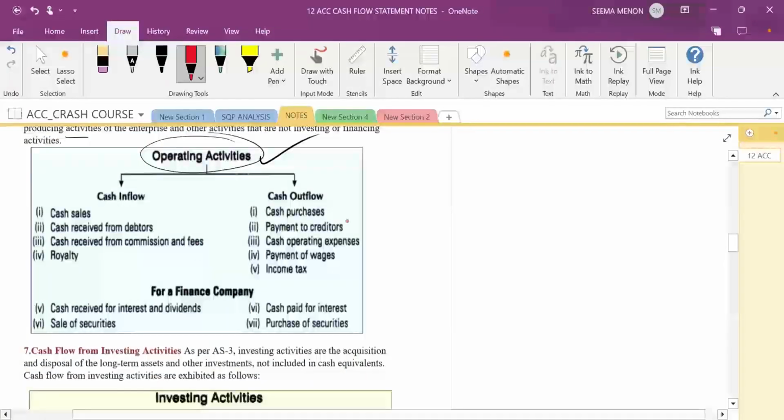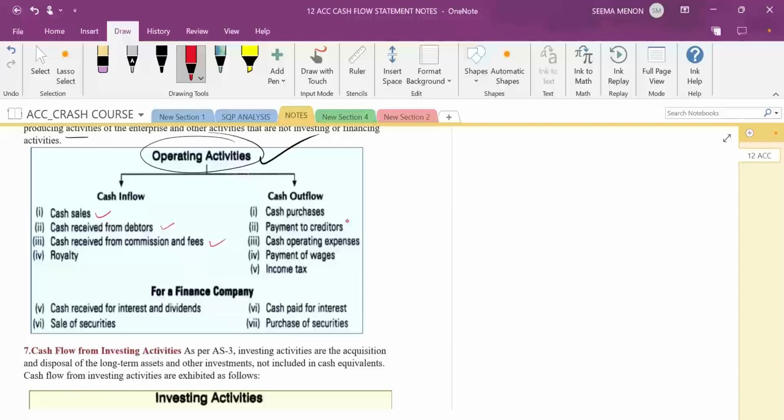So there can be inflow and outflow. Every day there may be two types of sales, cash sale and credit sale. But credit sale will not be considered because there is no inflow on the spot from the credit sale. So cash sale is a part of cash inflow. Then through credit sale, we may be receiving money from the debtor. So cash inflow is there.